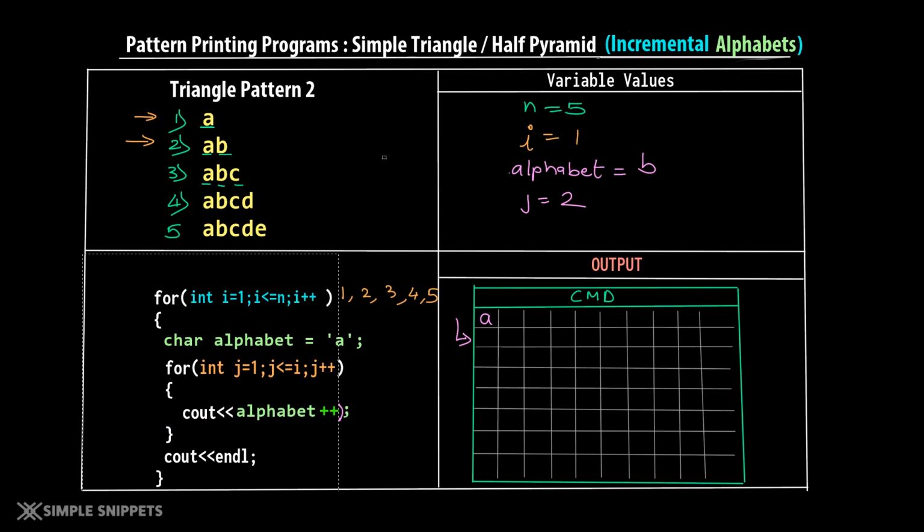So I will now take the value of 2. Correct? So i will become 2. When i becomes 2, the inner for loop will run 2 times. This is something that we know.